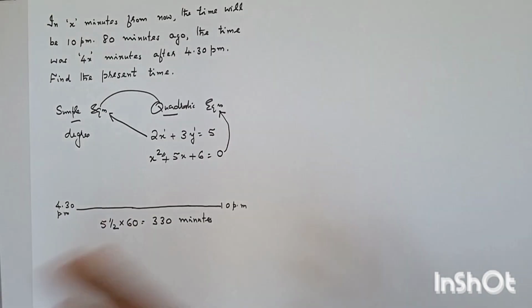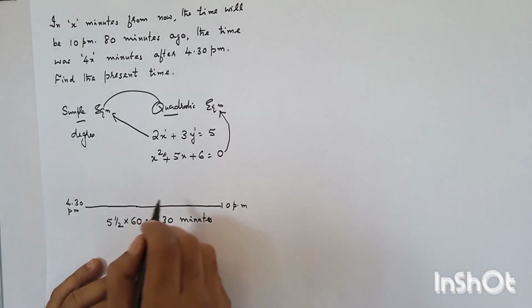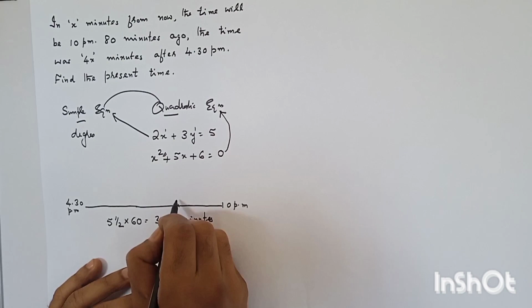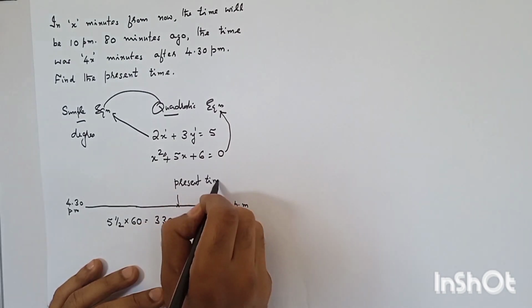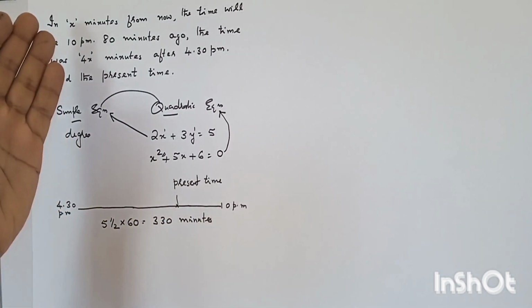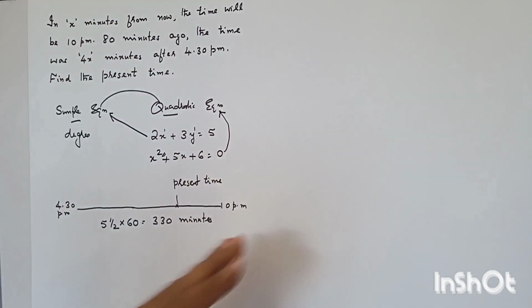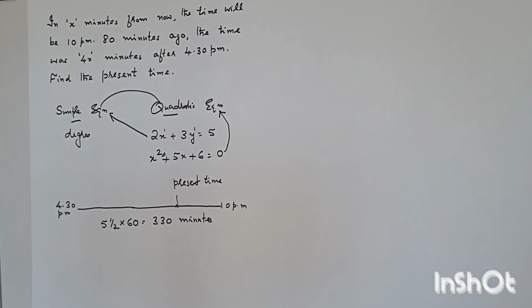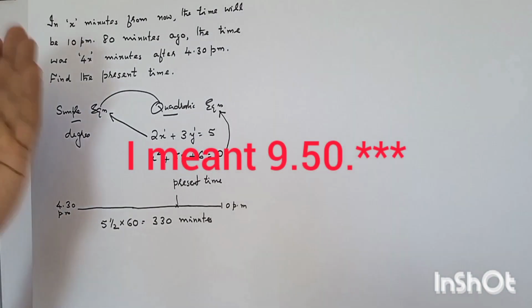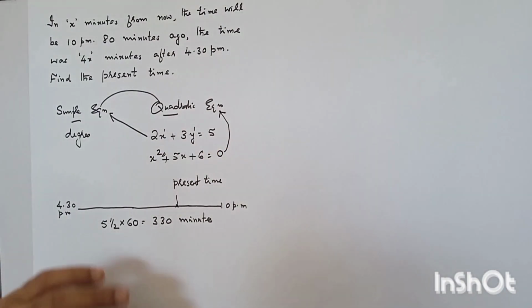Now, what is it that we are asked to find out? Present time. So the present time is obviously in between these two. Let's mark it here, present time. They say in X minutes from now, time is 10 p.m. That means from now means present time. Supposing, I don't know what time it is now, let it be 10 a.m. If I say in 10 minutes, it will be 10 a.m., then what will be the present time? 9:50.